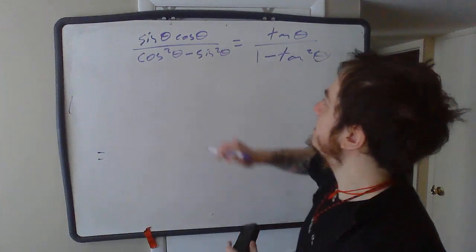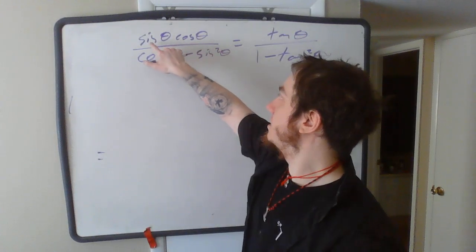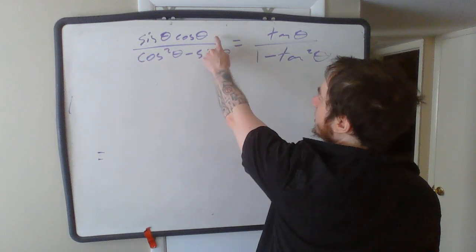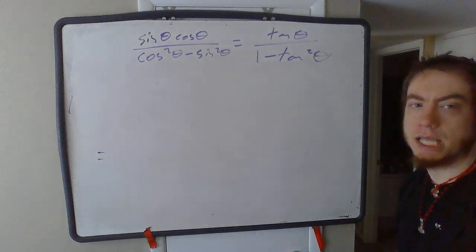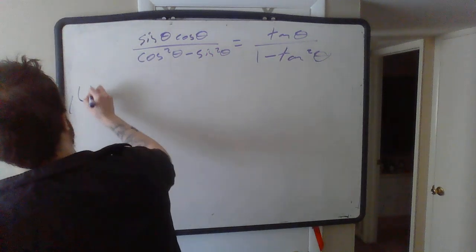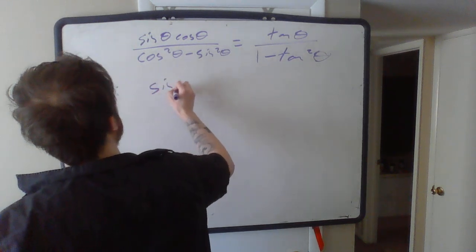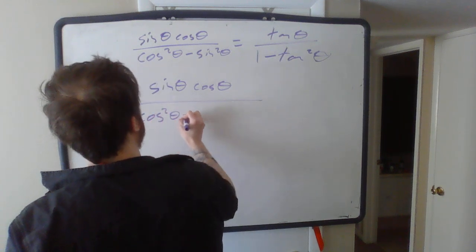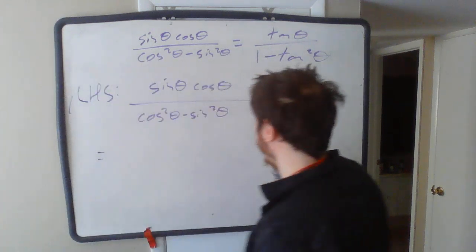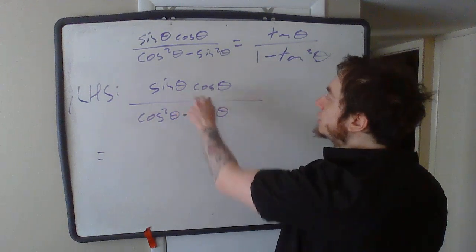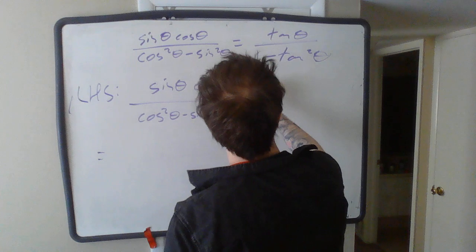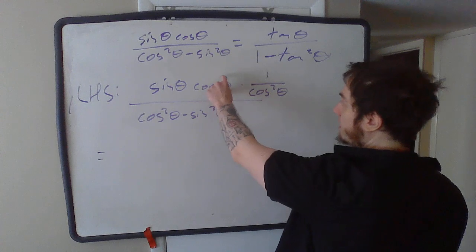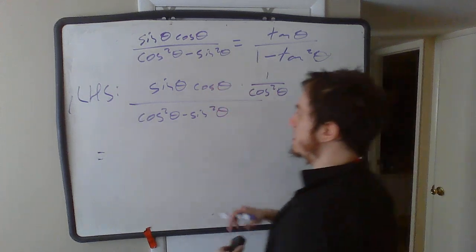Well, the answer is to go from sine theta cosine theta to sine theta over cosine theta. I would need to divide the numerator by cosine squared. So what would happen if I did that? If I took sine theta cosine theta, and then of course we have in the denominator cos squared theta minus sine squared theta, if I wanted to turn this numerator into a tangent, I could do that by multiplying this by 1 over cosine squared theta. But I can't only multiply the numerator. I have to do the same thing to the denominator.